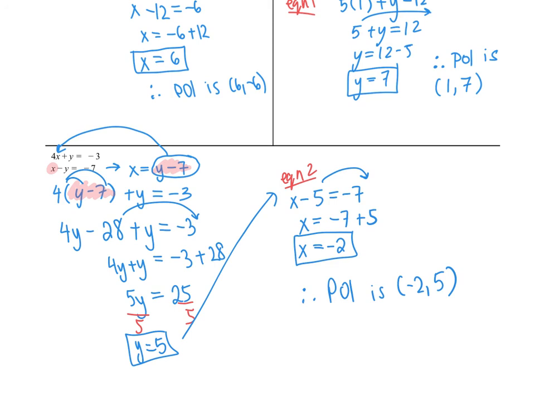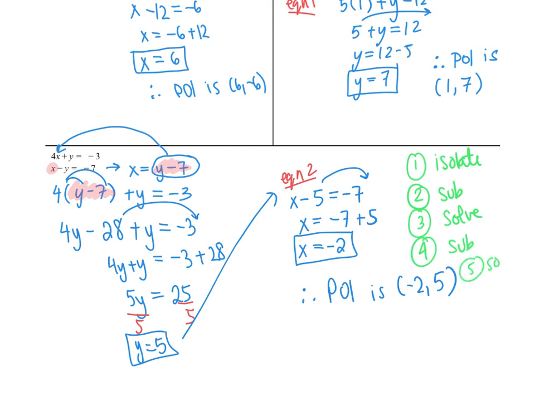So again, for substitution, step 1, isolate. And remember, isolate for the coefficient of one variable. Step 2, substitute to mash your equations together. Step 3 is solve for that variable. Step 4, do another substitution wherever you want. Step 5, solve, and then write that therefore statement for the end. And that's it for substitution.